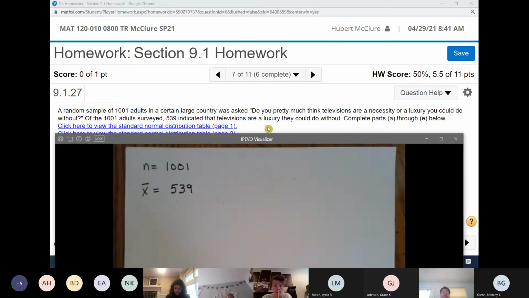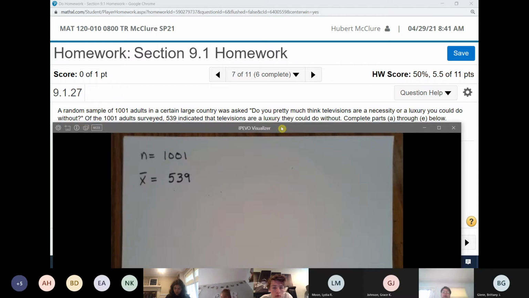Do we have a confidence level? Yes or no? Look at the sentence. No, we don't. So therefore, the only thing we can do at this point is find P hat and Q hat because we don't have a confidence level. We don't have a margin of error. So we really can't do anything.